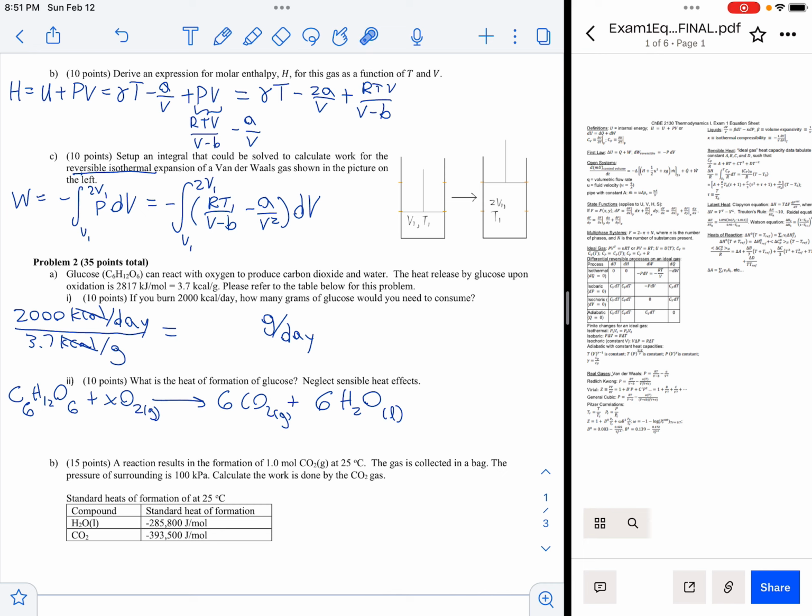Let's count our oxygens. So 6 plus 2X, maybe I'll just write that here. 6 plus 2X equals 12 plus 6, that's 18. Okay, I am not going to calculate X just yet. I'm going to come back to this later, but to get the delta H of this reaction, remember, I have heats of formation of CO2 and H2O here. So let me actually just write that out.